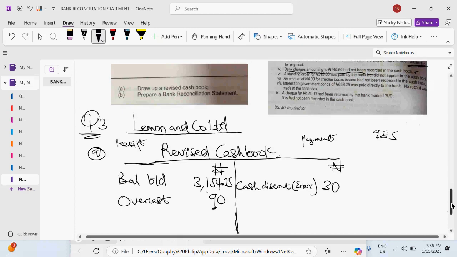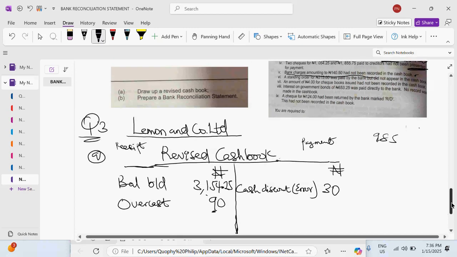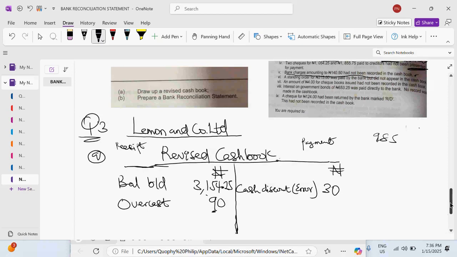Yes. So now, recording it in the revised cash book, where would the bank charges go? The credit side. Why the credit side? Because we have to pay. Because you have to pay the bank charges. When you have your money with the bank, they will definitely charge you. Yes, you definitely have to pay some charges, right? So that is the bank charges.